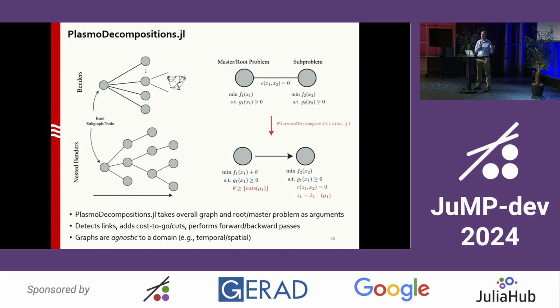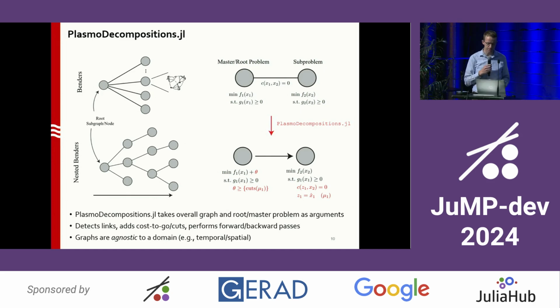So for example, for nested Benders decomposition, you need a tree structure. And then once you've defined that structure, you pass, for example, the structure on the right, and it will make those changes, adding your cost-to-go variables and enforcing your linking constraints on the subproblem.